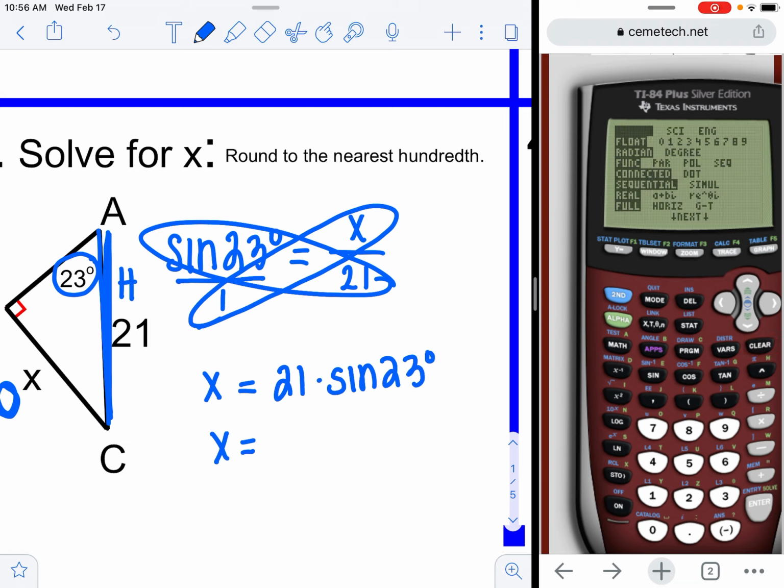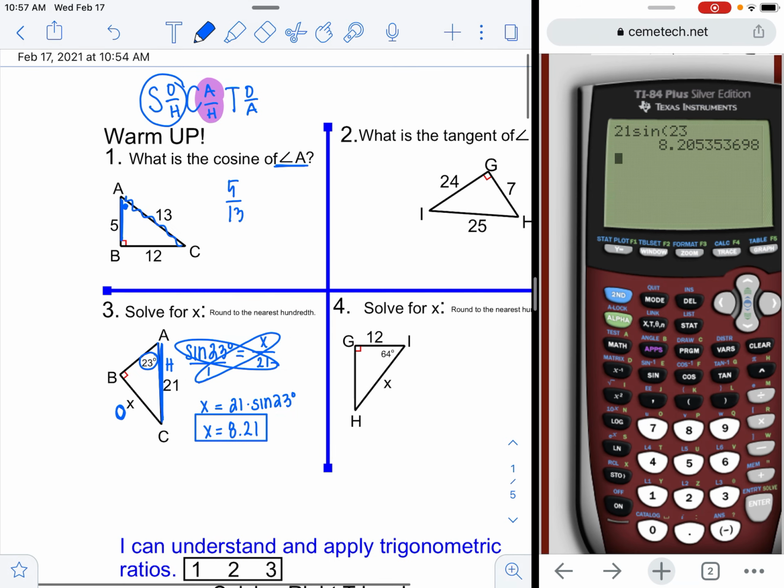Now, if you look at my calculator, my whole calculator got cleared, so I'm in the wrong mode. If you need to change your modes, you need to go down to degree, hit enter, and now it's in degree mode. Okay, 21 sine of 23, hit enter. It says round to the nearest hundredth in the directions, so that is 8.21.